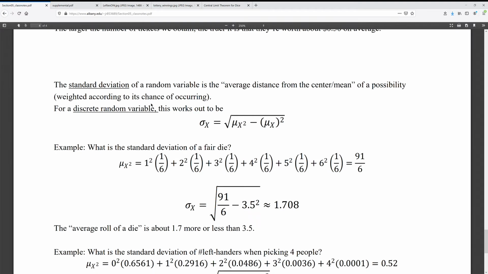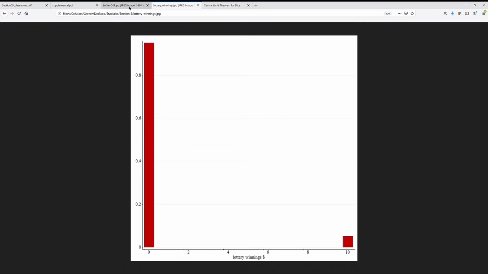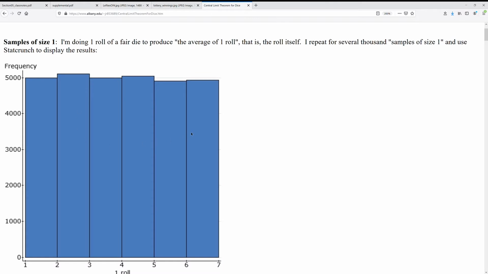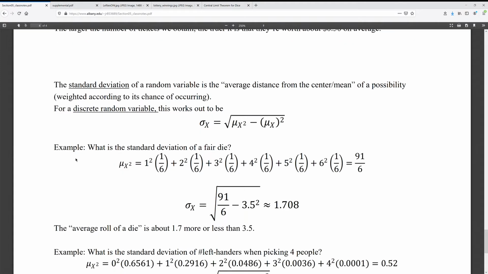Section 5, Part 3, we want to talk about the standard deviation of a random variable. So whether you've got something that's really skewed like this, or very lopsided anyway, like this, or something more like this, or something that is very symmetrical, nevertheless, we can talk about the standard deviation of a random variable, which is what the standard deviation always is. It's the average distance from the center. The center being the balance point, the mean, mu of x, as previously just computed.